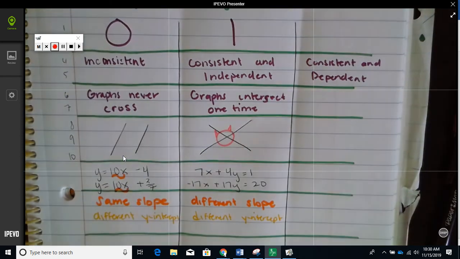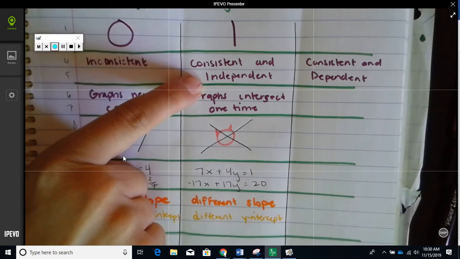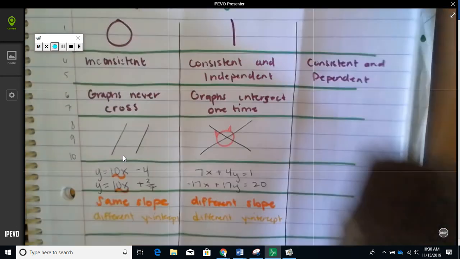They'll have a different slope and a different y-intercept. You can check the graphs and see how many times they cross, or you can just look at it and say, oh, they have the different everything. That is consistent, independent. Here's how I remember which one is which.